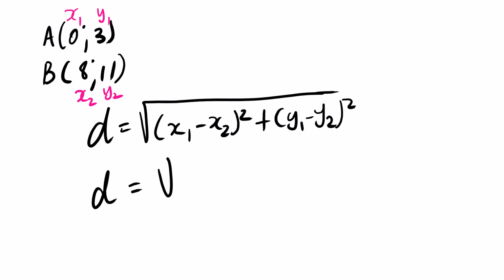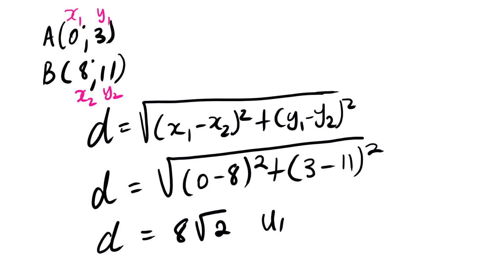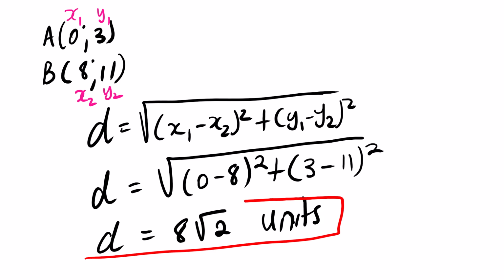So we have d is equal to the square root of 0 minus 8, squared, plus 3 minus 11, squared. The answer is 8 square root of 2 units. You are done with this question.